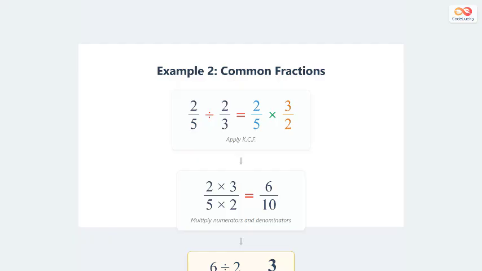Here is another example involving 2 fractions. 2/5 divided by 2/3. We keep 2/5, change to multiplication, and flip 2/3 to 3/2. Now multiply. 2 times 3 is 6. 5 times 2 is 10. The result is 6/10, which simplifies to 3/5.